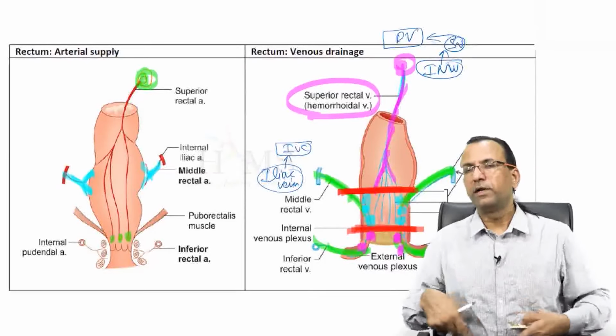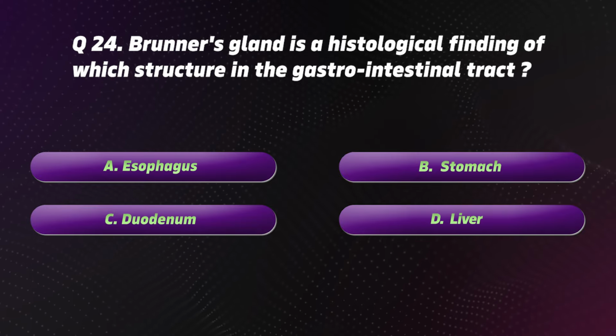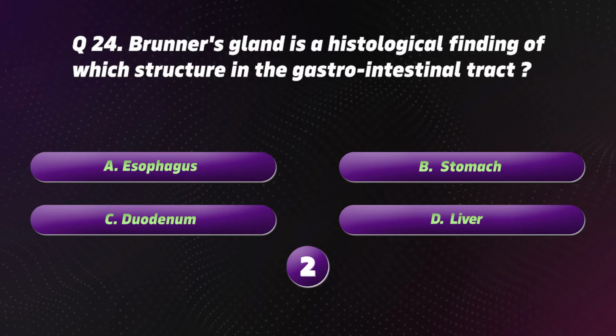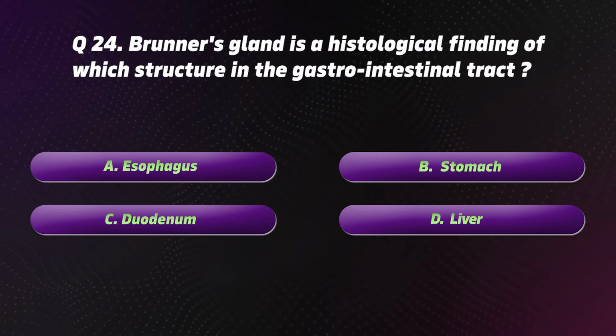Question 24. Brunner's gland is a histological finding of which structure in the gastrointestinal tract? Here are the options. A. Esophagus. B. Stomach. C. Duodenum. D. Liver. And the correct option is C.